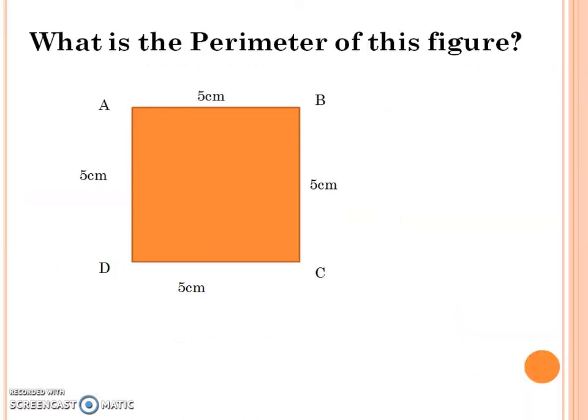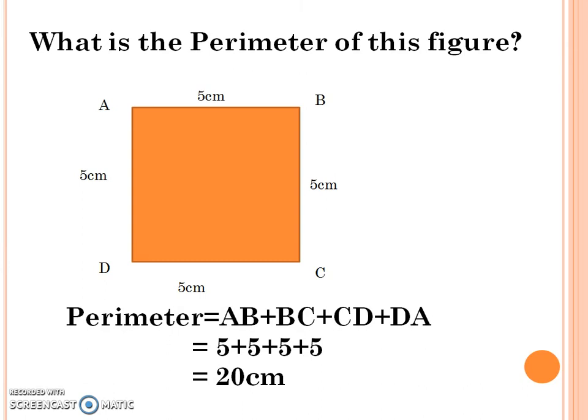What is the perimeter of this figure? That is a square. As you all know, in a square all the sides are equal. As you can see on the screen, all the sides are 5 centimeter. So in order to know the perimeter of the square, we add all the sides. AB plus BC plus CD plus DA, so you get 5 plus 5 plus 5 plus 5, that is 20 centimeter.